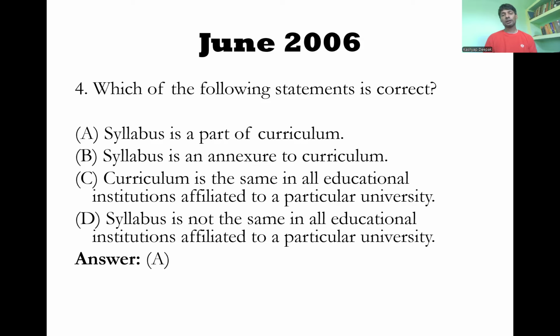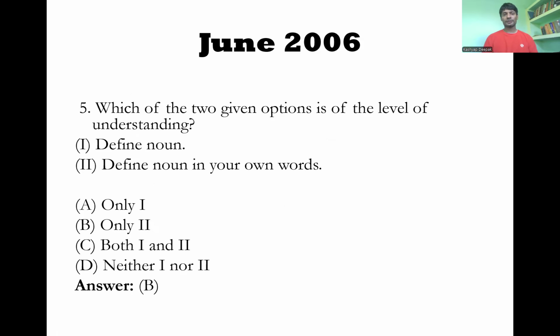Out of these, the suitable answer is A. It is not an annexure, and different colleges or institutes can have a different syllabus, so it is not the same. So C and D are contradictory, and answer A is most suitable.